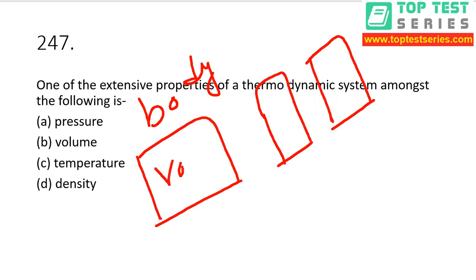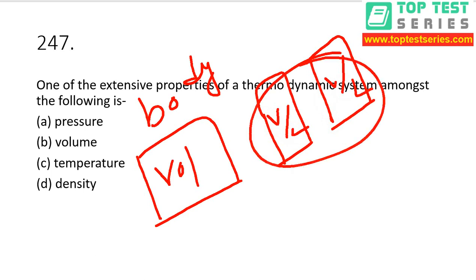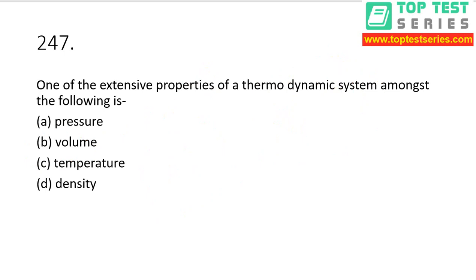So the volume of this body will change, right? Volume by 2, let's say volume by 2. That means volume is an extensive property. Therefore, option B is the correct answer for this question.